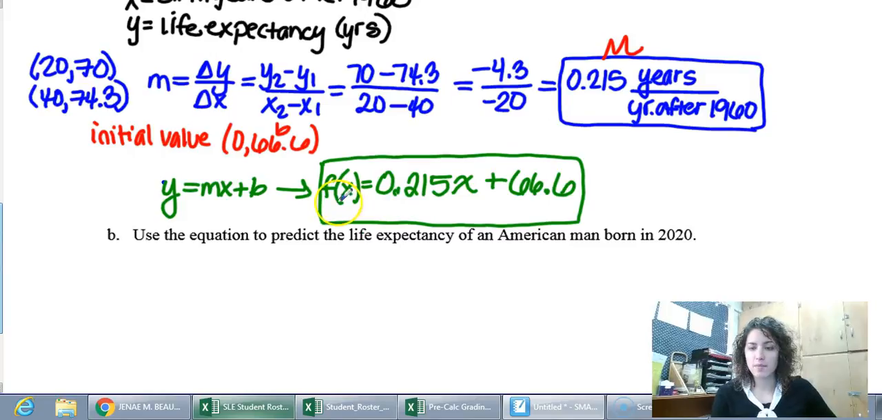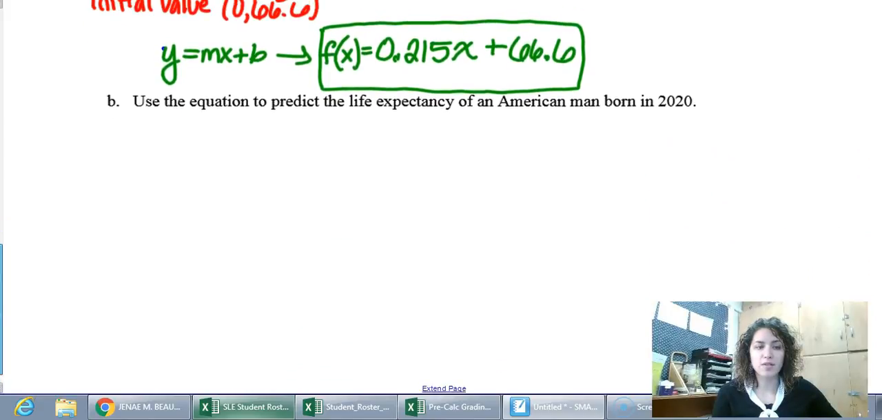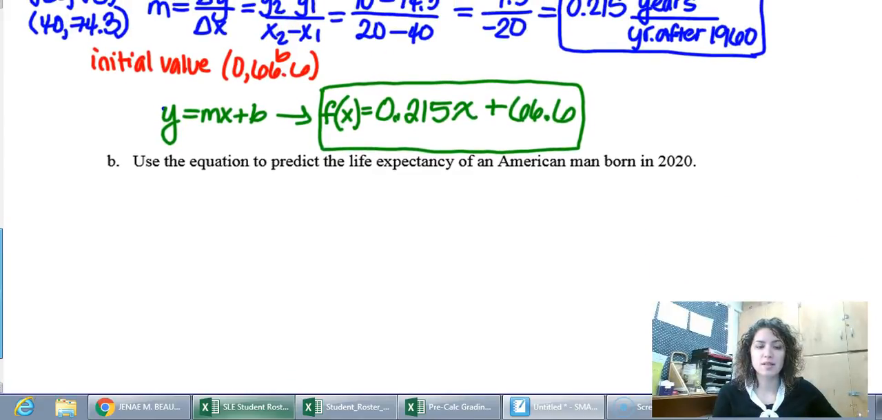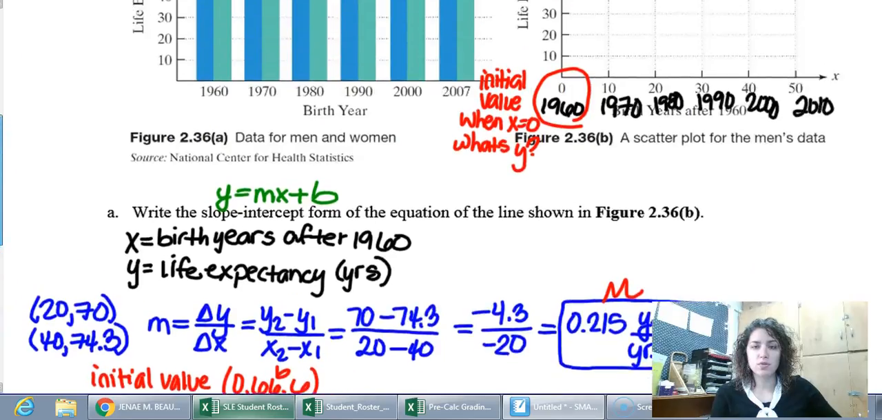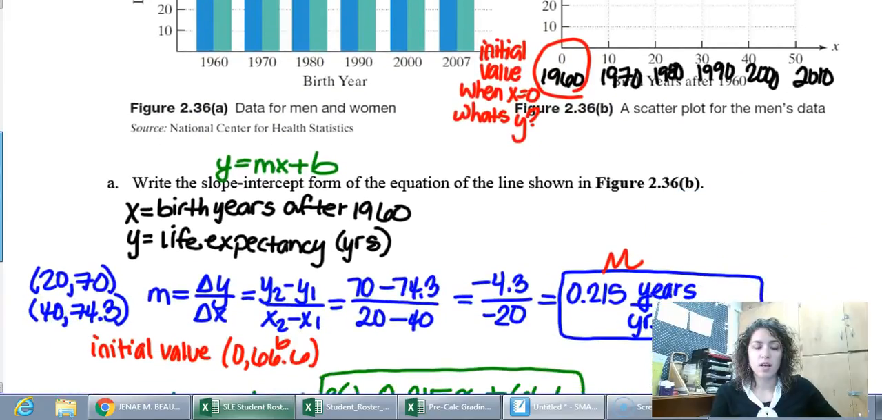I'm right about at the 23-ish time for our notes. So I'm going to take one more minute, not even, to discuss real quick how I would answer this follow-up question, and we'll be done with our notes. It says, use the equation to predict the life expectancy of an American born in 2020. First I have to ask myself, is this a value for x or y? x is birth years after 1960, and y is the life expectancy.